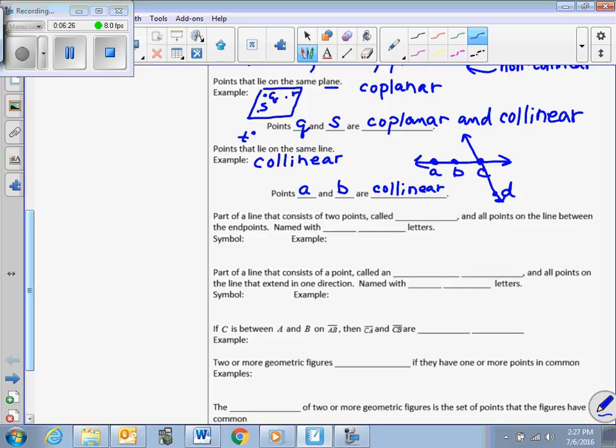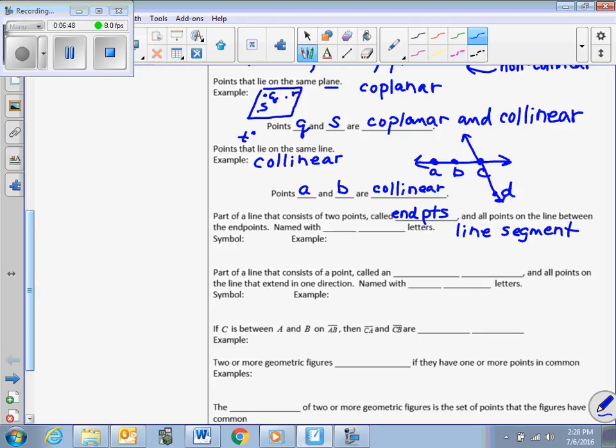Part of a line that consists of 2 points called endpoints, and all the points on the line in between the endpoints. That is a what? You know this. That's a line segment.